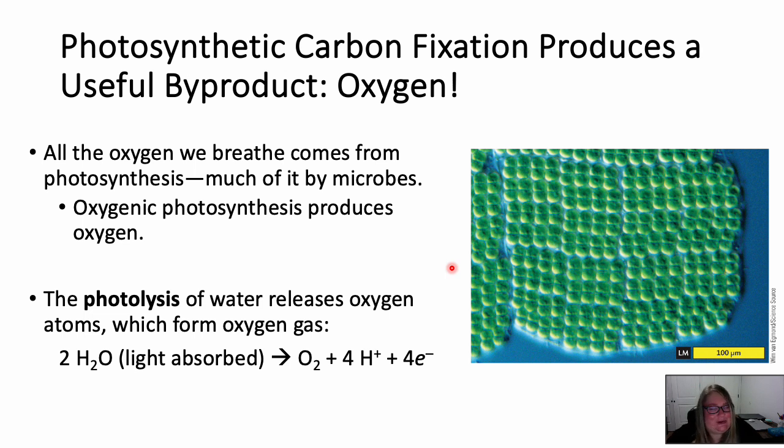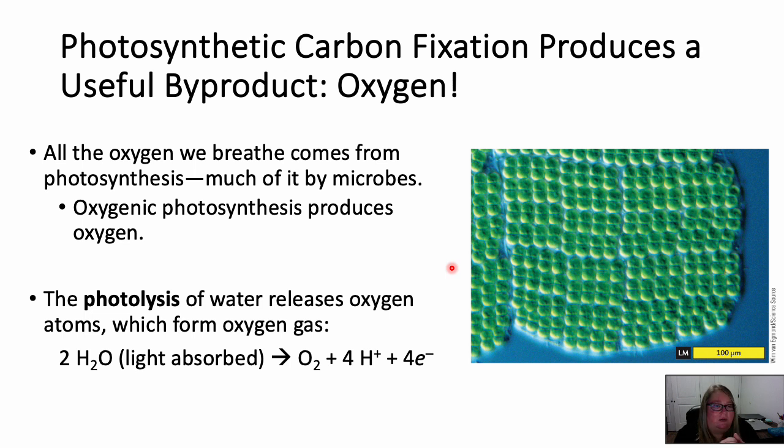Now, what we don't tell you in biology in high school is that we have different types of photosynthesis. So the photosynthesis equation that we learned in high school biology is what we call oxygenic photosynthesis. Okay, so this is photosynthesis that produces oxygen as a byproduct as well as our organic sugar molecule.